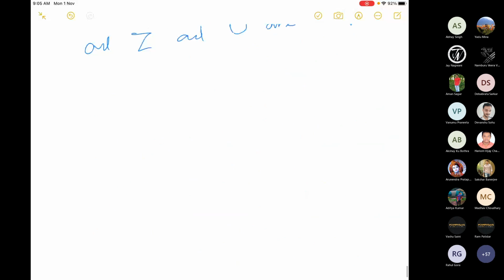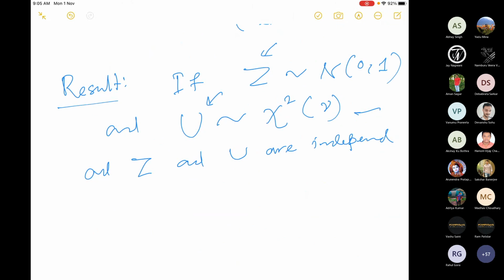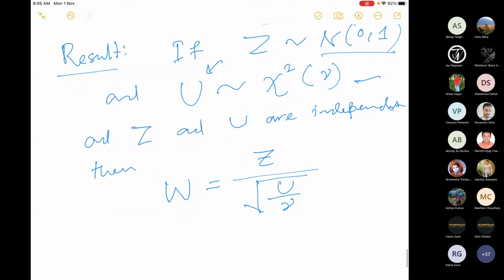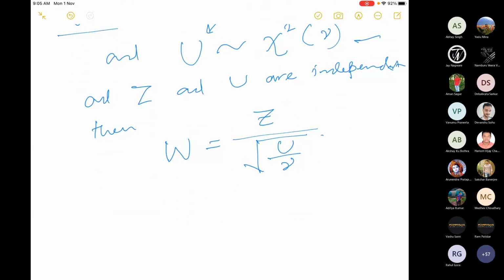So Z and U are two random variables. The first one is standard normal. The second one is the sum of squares of standard normals, meaning it is chi-square with nu degrees of freedom, and they are independent. Then if you define this statistic W, which is Z divided by the square root of U by nu, where nu is the degrees of freedom, this is t distribution with nu degrees of freedom. So then this becomes a sampling distribution.